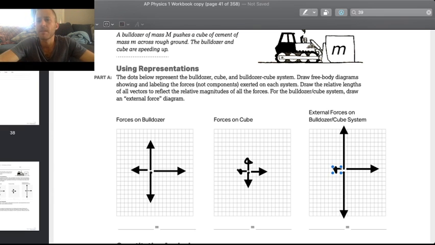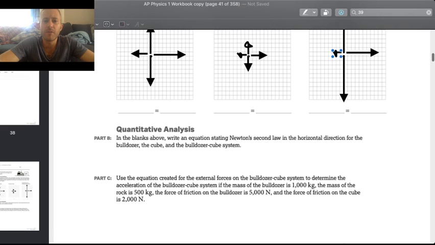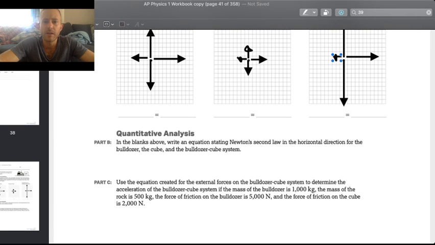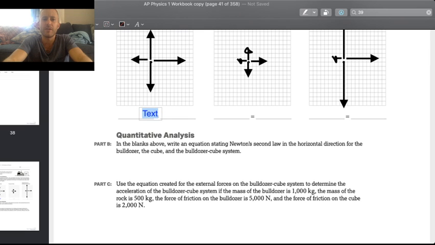Okay. In the blanks above, write an equation stating Newton's second law in the horizontal direction for the bulldozer, the cube, and the bulldozer cube system. So I'm going to say that we have traction minus the force from the cube equals MA. All right? That would be the horizontal forces for the bulldozer.